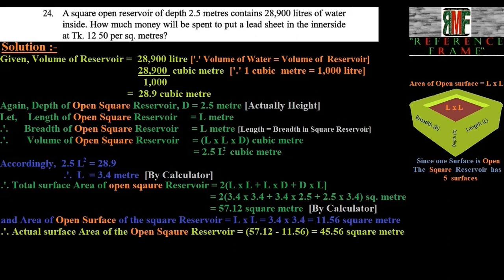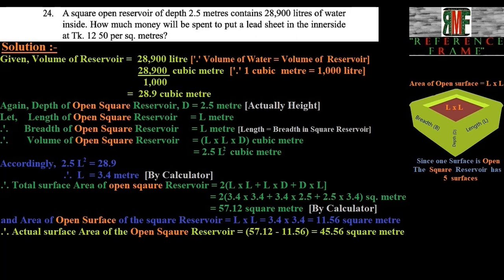But the reservoir has an open surface, right? That means it occupies no area. Therefore the area of the open surface of the square reservoir, L into L, is 3.4 into 3.4, which is 11.56 square meter. That means from the total surface area of the open square reservoir, if we subtract the area of the open surface, then we get the actual surface area of the open reservoir. So look, we're going to have the actual surface area for the open reservoir as 45.56 square meter.